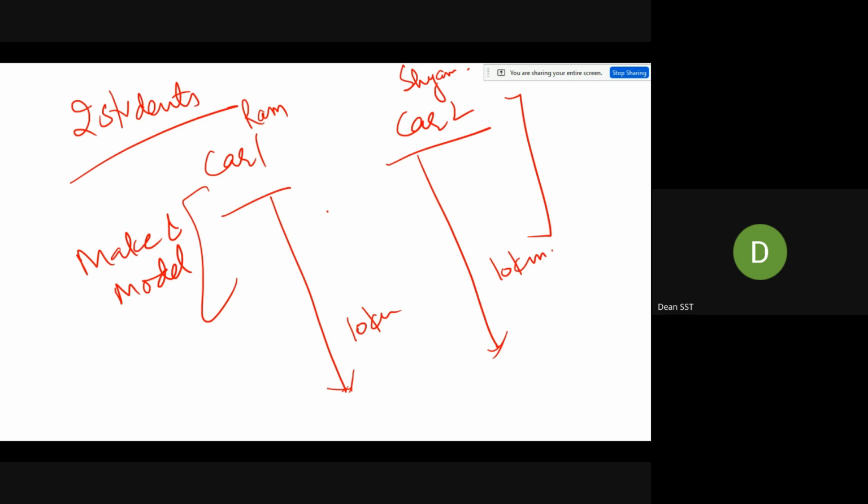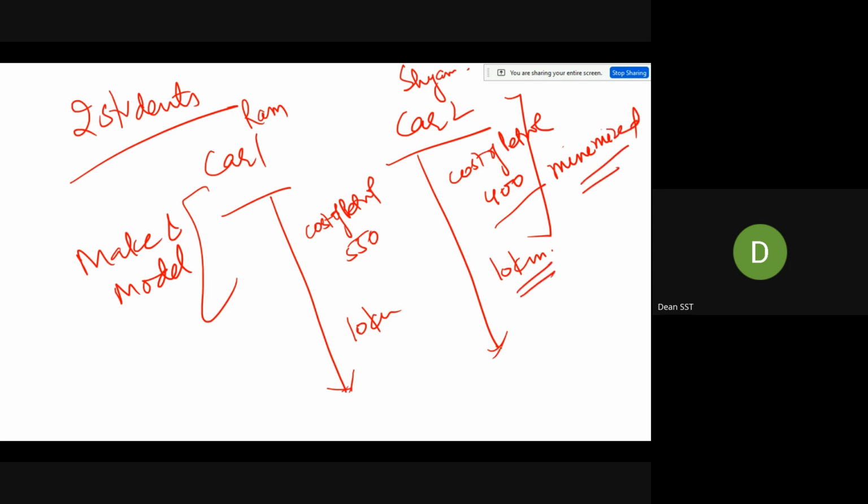Now suppose the cost of petrol for car 1 comes out to be 550, and the cost of petrol for car 2 comes out to be 400. So where has optimization been done? Car 2, with 400. Yes, you have minimized the cost. It means driving and care of the car is done in such a manner that the same distance is traveled at the minimal cost. So this is optimization.